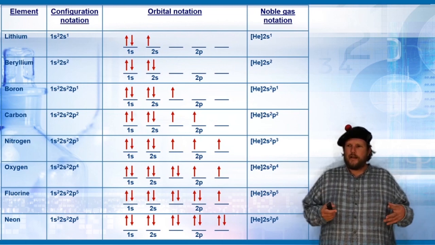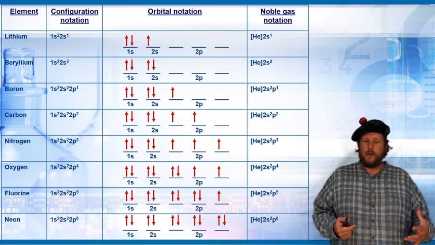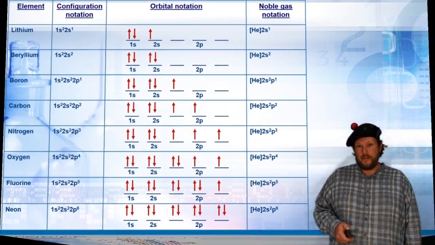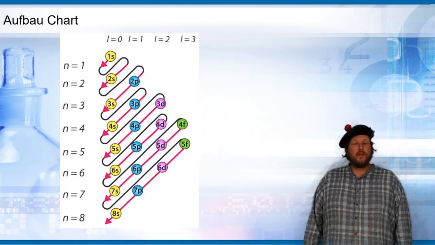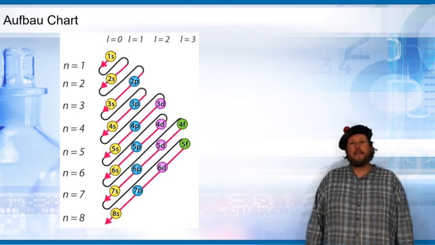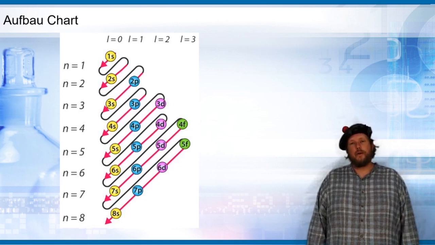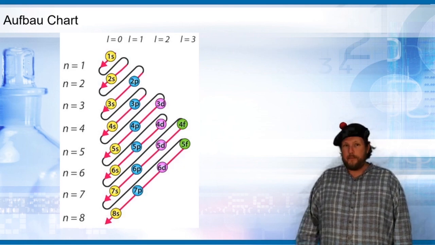This shows you a lot of information, a lot of your notation, a lot of your electron configurations, but it doesn't tell you how to do it. So this is the Aufbau chart. You really should put this in your notes. The reason for that is because this is how you're going to build up your electron configurations from the ground up. Aufbau is actually a German word meaning to build up.